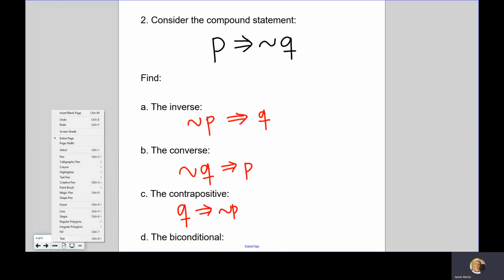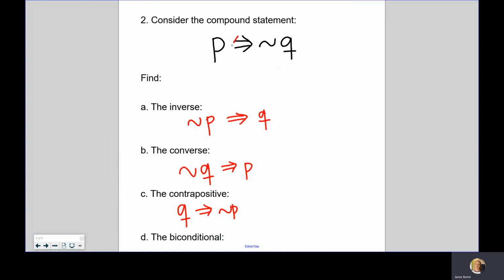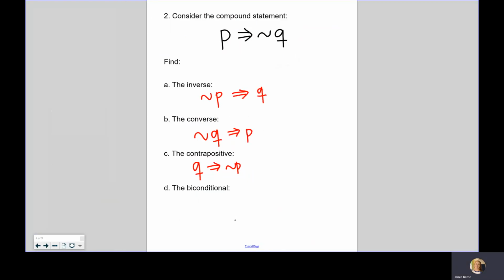All right, and then the biconditional, that's the easy one. You don't change anything, you just make this into a double-sided arrow. All right, so you just do P, if and only if, not Q. Very easy to find the biconditional.